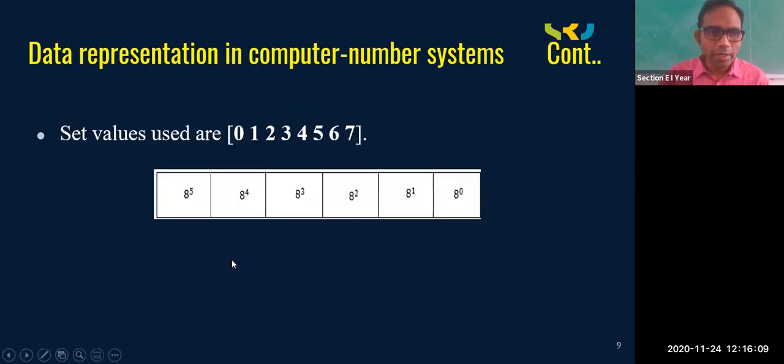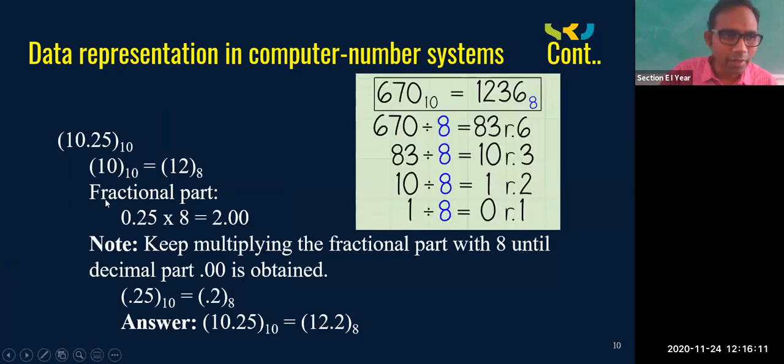Here directly we got in octal system for the first attempt itself. 0.25 into 8, directly we are going to get 2. So that's why we are not adding any 0. Directly you are writing 0.2. Okay.